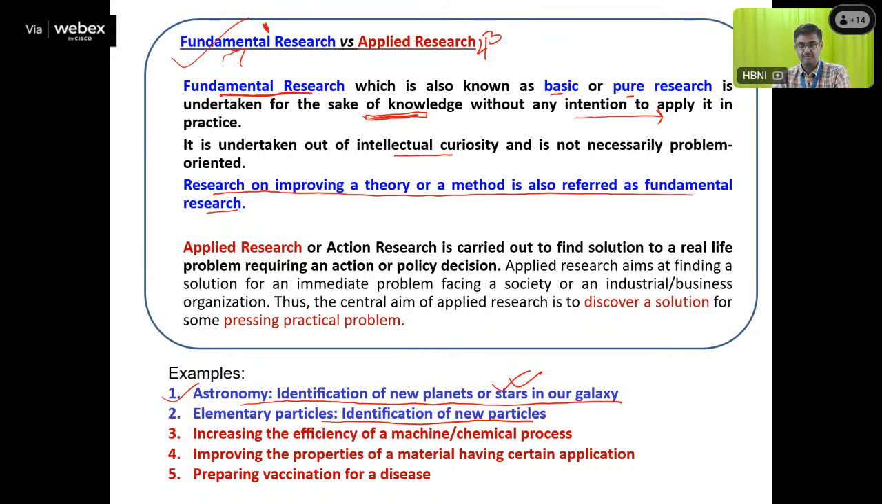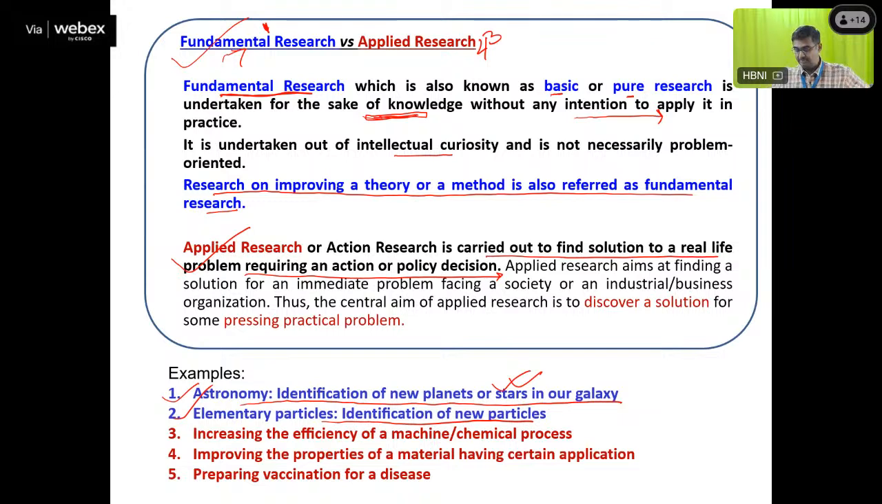So, as you know, those who are from a physics background all know how important it is and how much it has added to pure basic research. On the contrary, when we come to applied research, or the second or third quadrant, mostly the third one, it is carried out to find a solution to a real life problem requiring an action or policy decision.